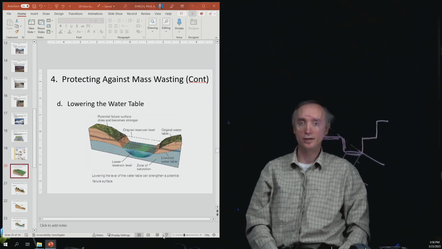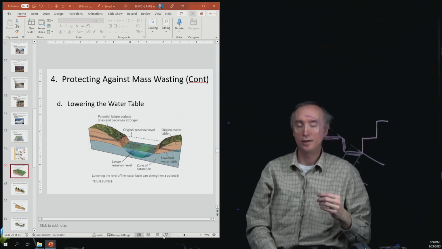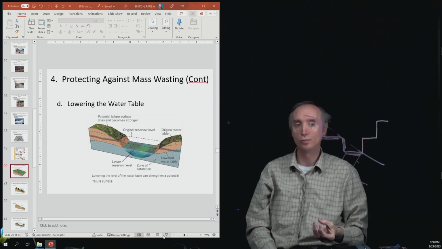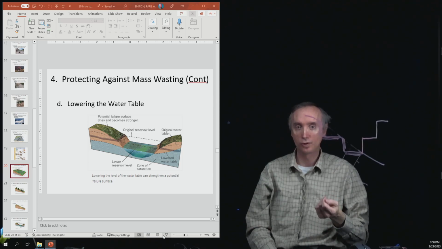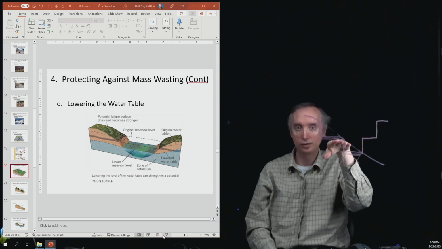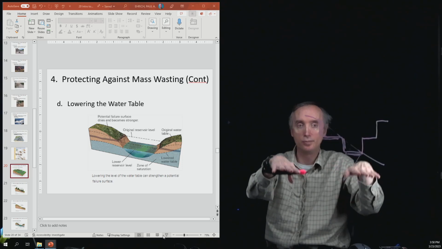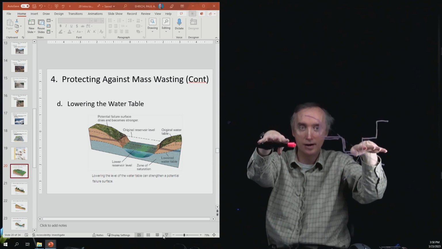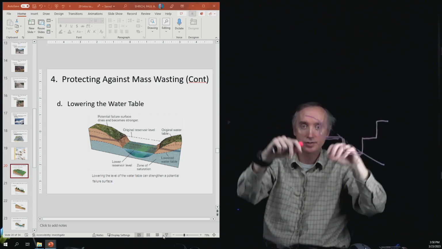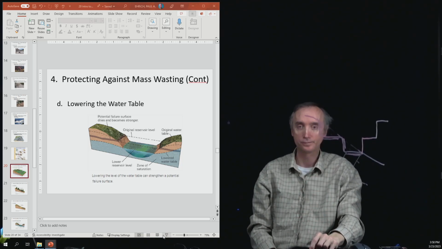Okay, another thing is lowering the water table. If soil has lots of water in it, it's going to be more likely to slide. So if we were to lower the water table, then the area above that water table is going to dry out, and it's going to be less likely to slide. And that's what this is illustrating here.